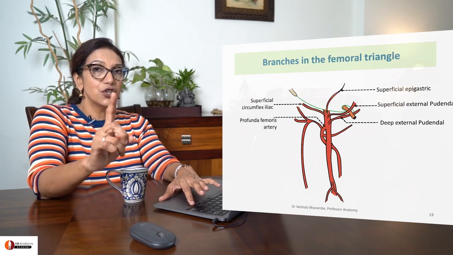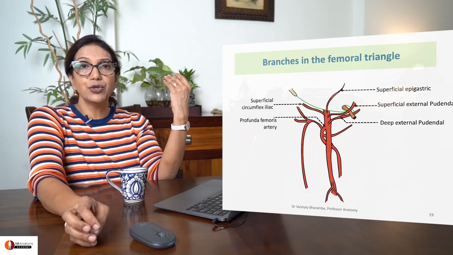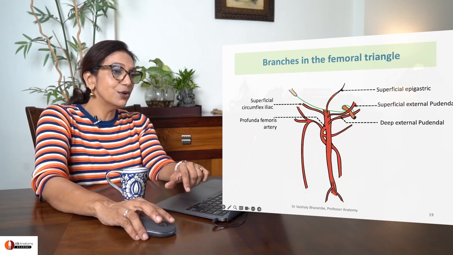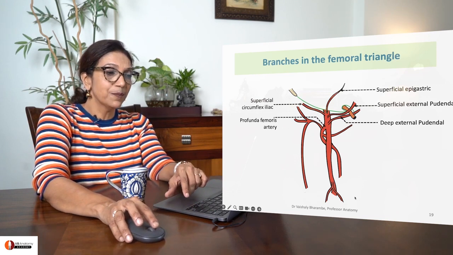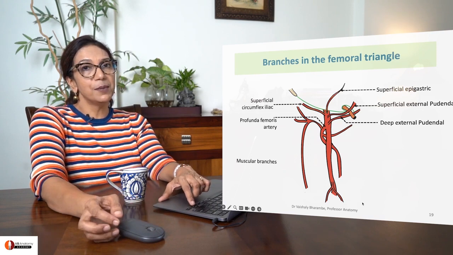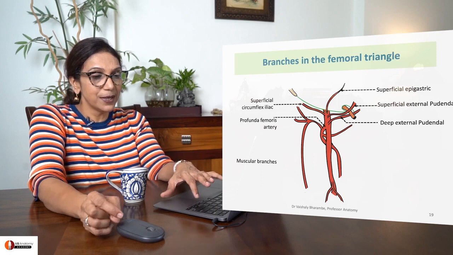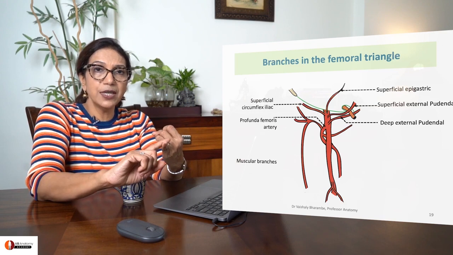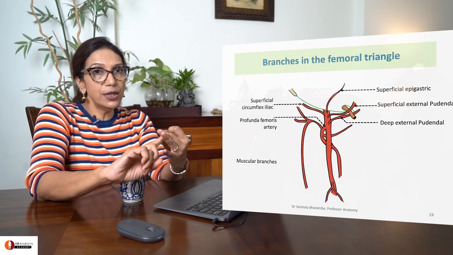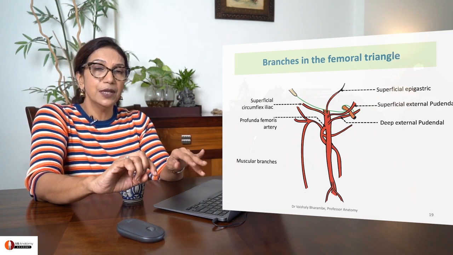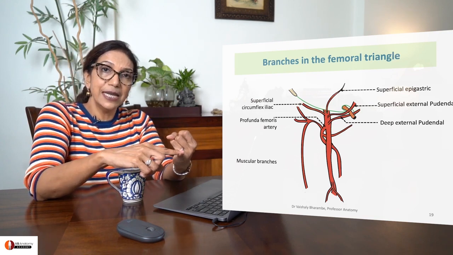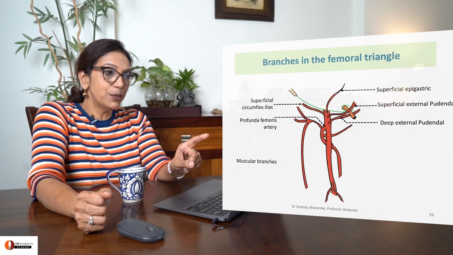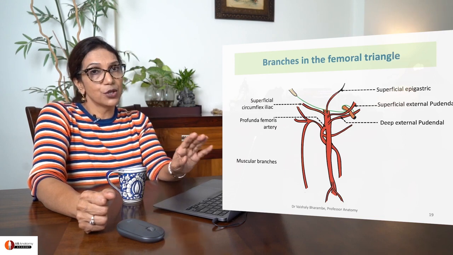Remember, profunda is the largest branch of femoral artery and supplies almost the entire thigh. Okay, very important artery. As you can see, profunda itself is also giving a number of branches. See these. And it also gives rise to muscular branches, which we cannot see in this because there are too many. So these are branches of the femoral artery. First content we've discussed is femoral artery. Then we've discussed its branches. We saw that its branches are superficial and deep. The superficial are superficial circumflex iliac, epigastric, and external pudendal. The deep branches are deep external pudendal, profunda femoris, and muscular branches.